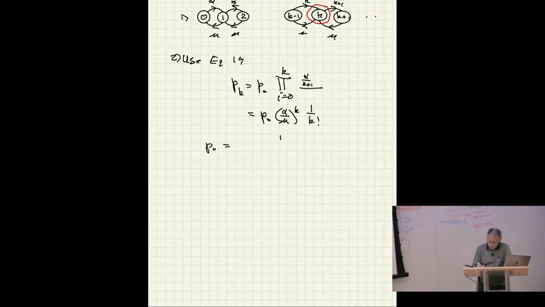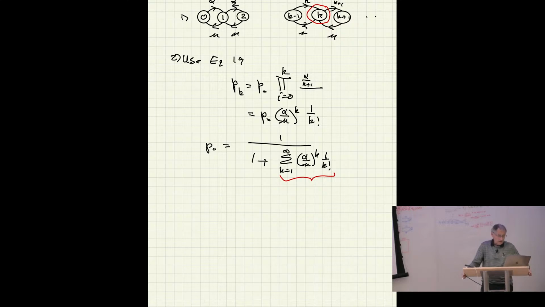P0 will be 1 over 1 plus the sum from k equals 1 to infinity of alpha over mu to the k, 1 over k factorial. And can someone tell me what this is? Anybody know what that is? Exponential. You learned that in high school, right? So that's e to the alpha over mu, except one problem. It's missing the 0th term. And that term would have been a 1, so subtract it. Okay?